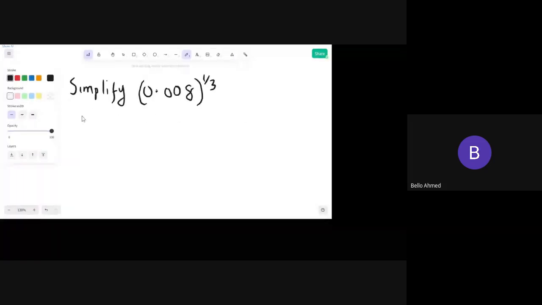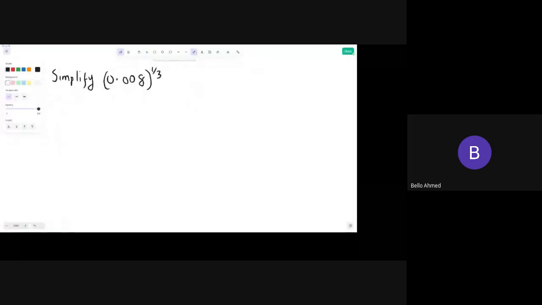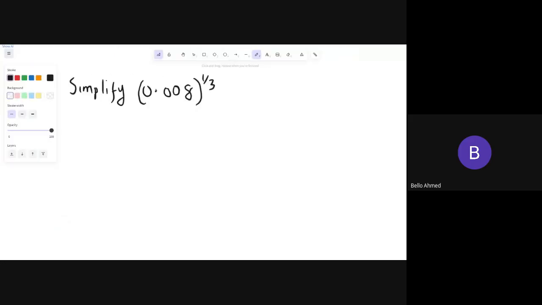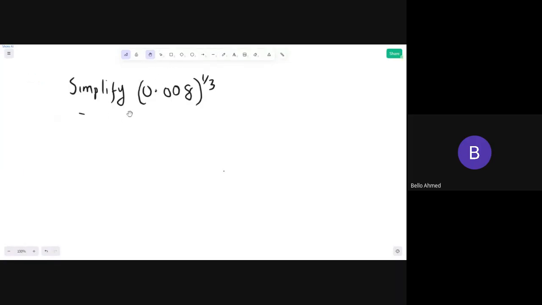Good day, everyone. Now, let us assume that we want to simplify this problem. So, if we want to simplify this problem, what we are going to do is this. We want to simplify open bracket 0.008, close the bracket, everything raised to the power of 1 over 3.